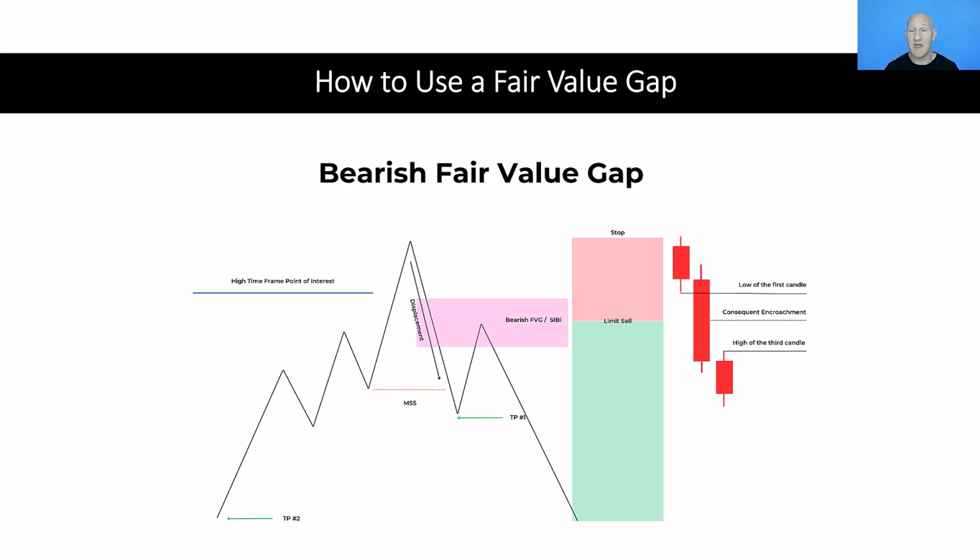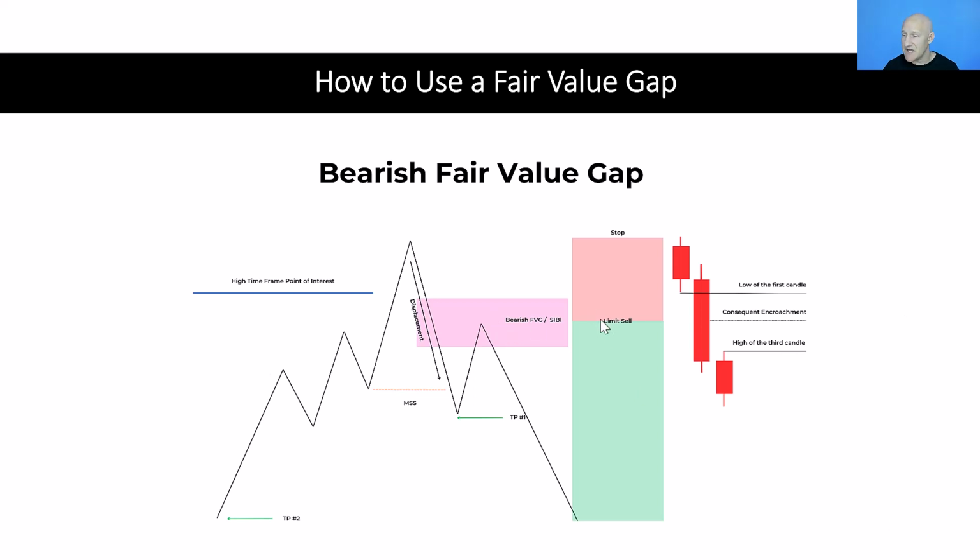So we're going to start with our bearish fair value gap example, and we're just going to use the same illustration we've been using throughout the video. So we have price trading up towards our high time frame point of interest. We have our bearish fair value gap, which has been formed in the displacement leg. We get our market structure shift, and we get price trading back into the bearish fair value gap, or into our SIBI. And so how would we use this particular setup or framework to enter our trade?